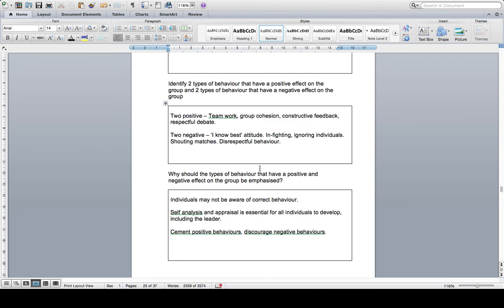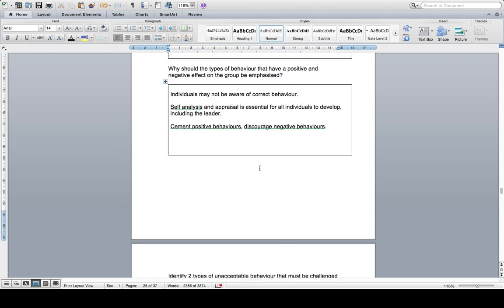All right, identify 2 types of behaviour that have a positive effect on the group and 2 types of behaviour that have a negative effect on the group. Okay, so 2 positives. We've got more than 2 up here, I'll give you a few. You've got teamwork is good, group cohesion, constructive feedback, and respectful debate. Okay, they are behaviours that have positive effects. Negative effects is an I know best attitude, so selfish attitude, infighting, so bickering, ignoring individuals, shouting matches, and disrespectful behaviour. They're all going to have a negative effect on your group or on your participant. You want to steer clear of them.